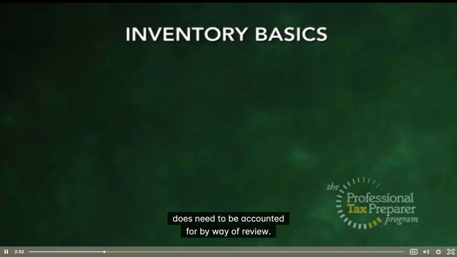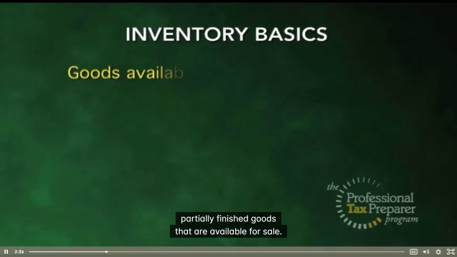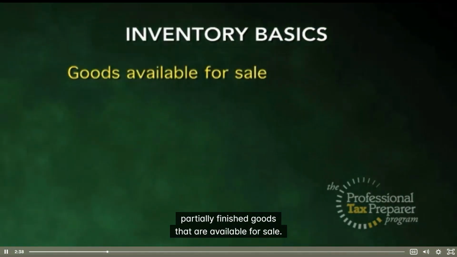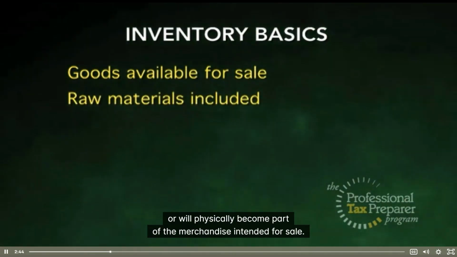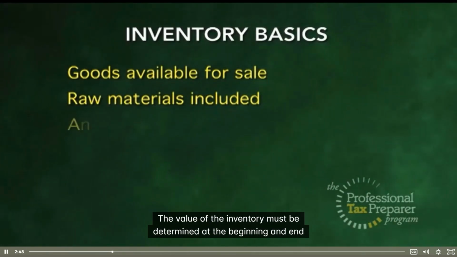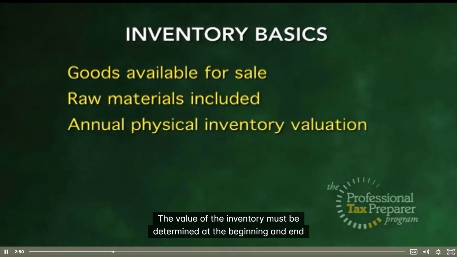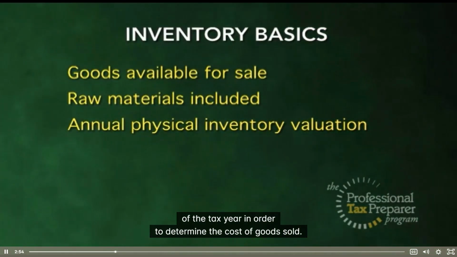By way of review, inventory includes all finished or partially finished goods that are available for sale. Raw materials and supplies are included in inventory if they are acquired for sale or will physically become part of the merchandise intended for sale. The value of the inventory must be determined at the beginning and end of the tax year in order to determine the cost of goods sold.